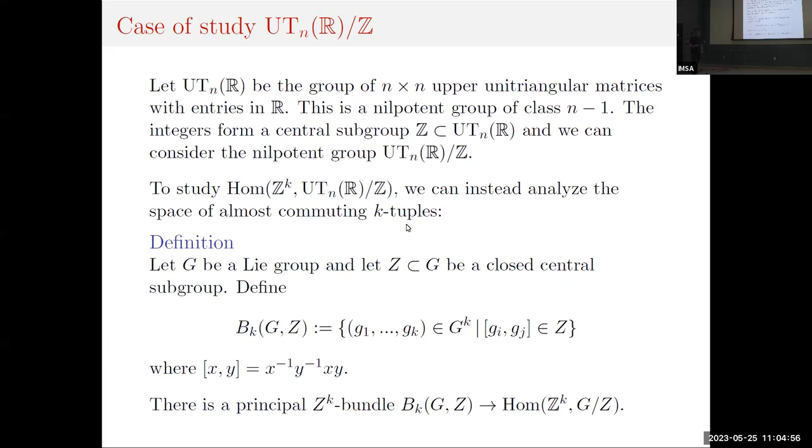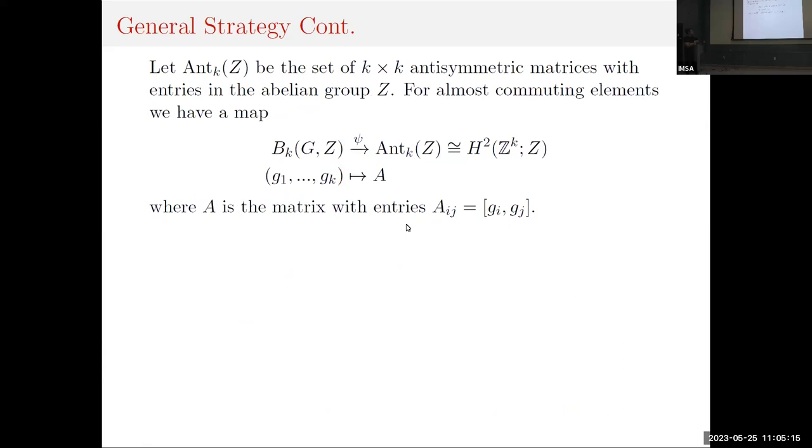And okay, so what's the relation between these two? There's a Z^k bundle that, you know, the quotient map from G to G mod Z gives you this principal Z^k bundle. So you have a relation between the homotopy of one and the homotopy of the other one. Okay. Now the previous map that I just showed was a generalization of the Euler number by Goldman.